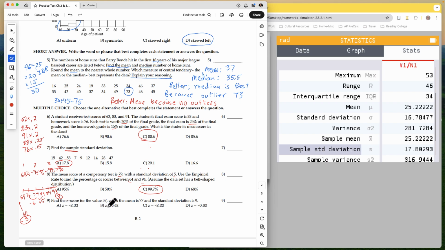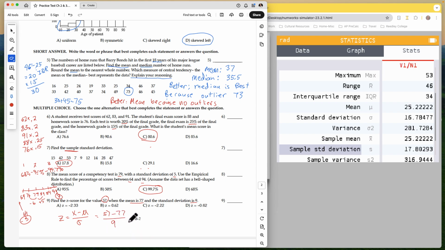Number 9, find the z-score of the value 57. So that's a data value when the mean is 77 and the standard deviation is 9. So what you should have in your notes, or remember as well, is that the z-score is going to be the data value minus the mean over the standard deviation. So for this question, the data value is 57. The mean is 77, and we're going to divide that by 9.